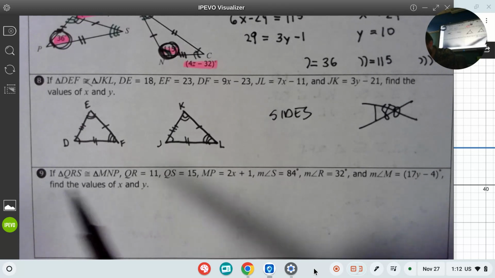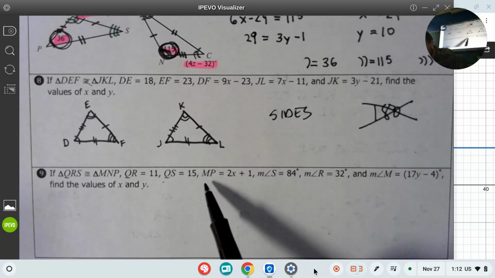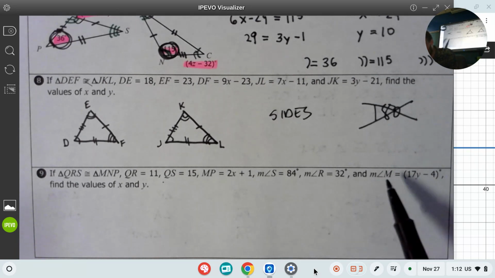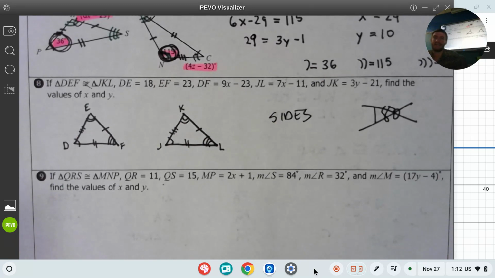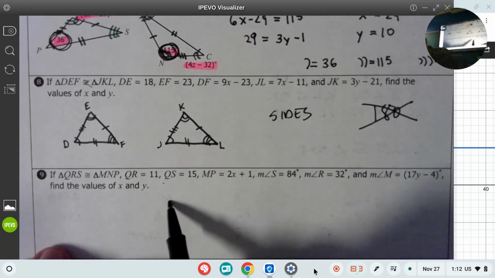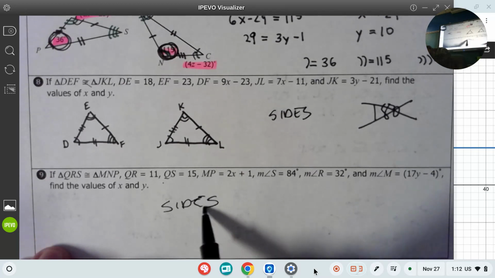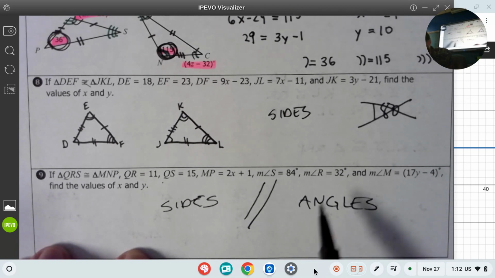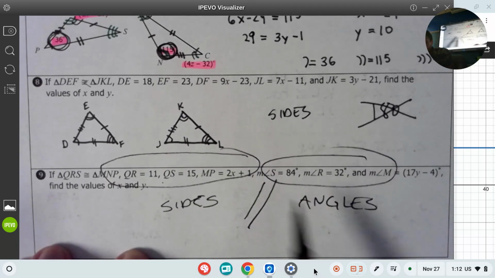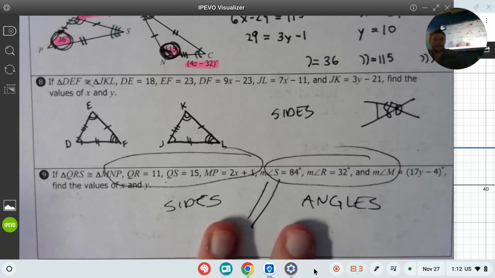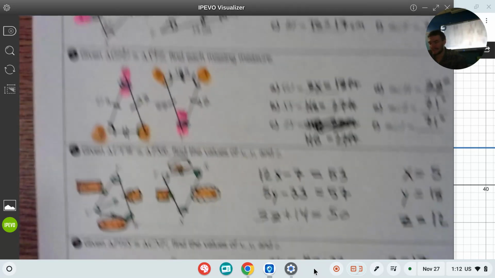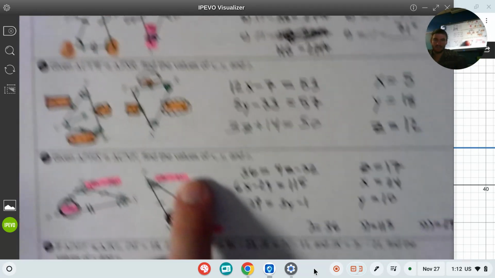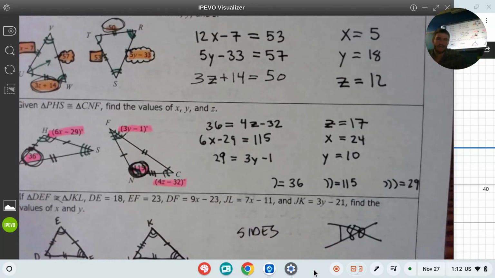When I look at 9, it says QR, QS, MP, but then it also says angle S, angle R, angle M. So I'm thinking, okay, I might have to do some sides, and I might also have to do some angles as 2 separate pieces. I got sides and I got angles. Before you start, I would just recommend you think about that. At the end of the day, you're just looking for matches, right? It ain't that bad. Don't forget, all the angles make 180. I mean, that's triangles. All right.